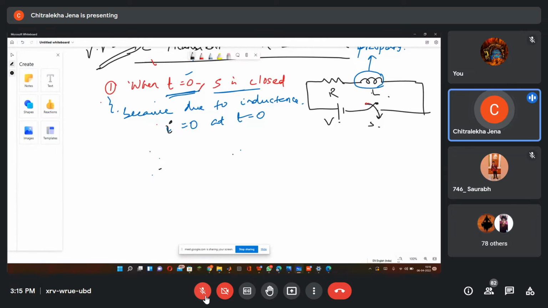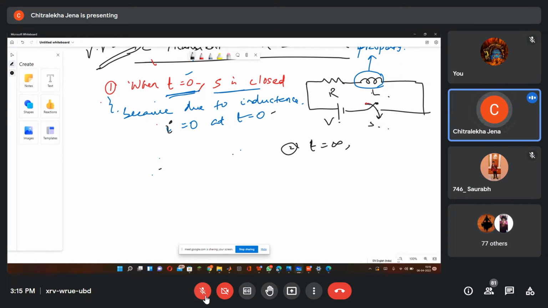Tell me, what will be the Kirchhoff's voltage law equation? So this is t equal to 0. Now, you tell me, when t is at infinite, what will be the condition of the circuit?